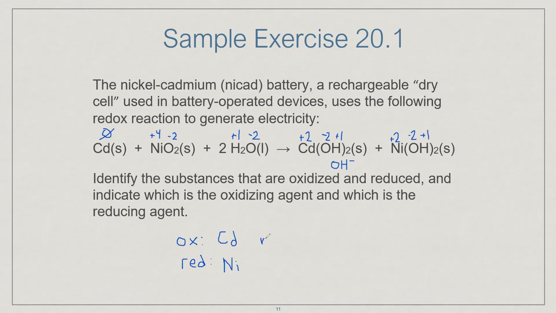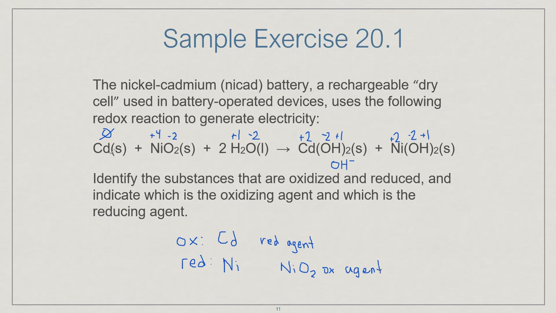And then what we're going to see is that's going to make, I'm just going to put red agent, but that'll make the cadmium our reducing agent. And then when we look at the oxidizing agent, we're going to consider the nickel 4 oxide, excuse me, to be the oxidizing agent. So with these reducing and oxidizing agents, those are always going to be the reactant itself. So those are going to be the species that are actually causing this process to occur.